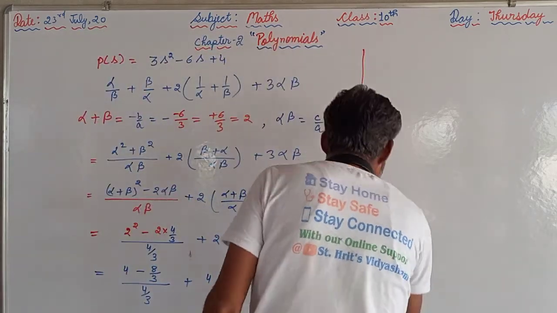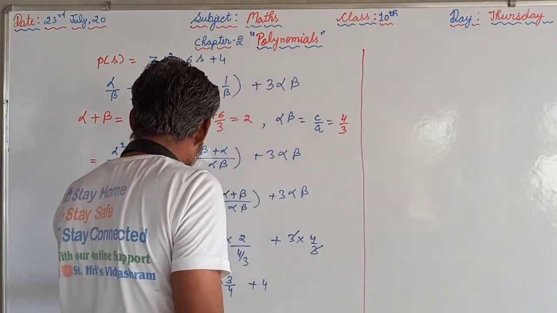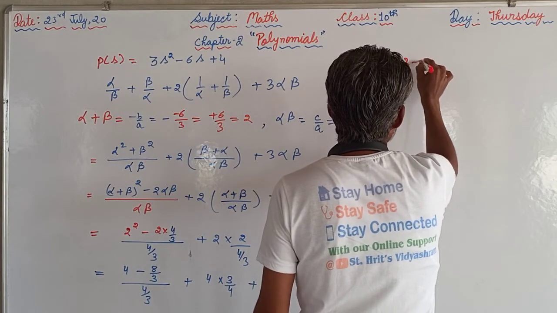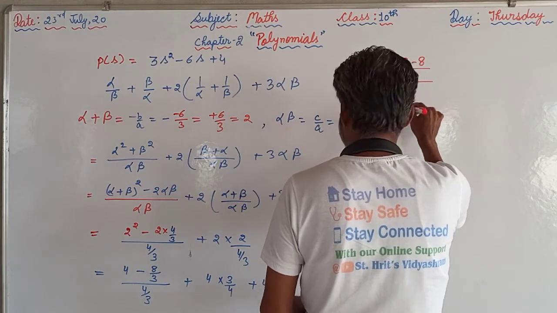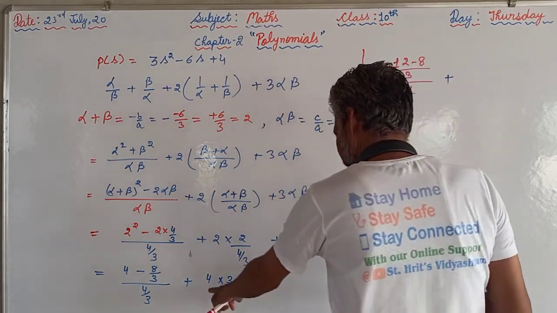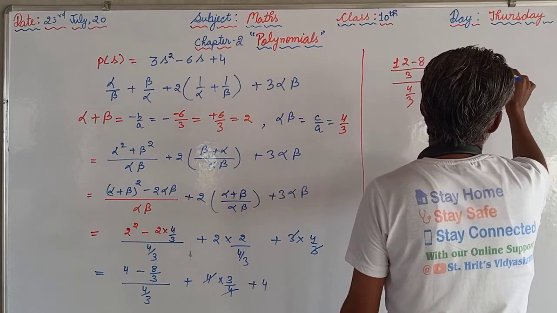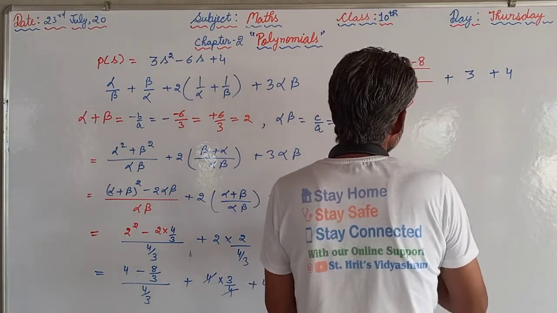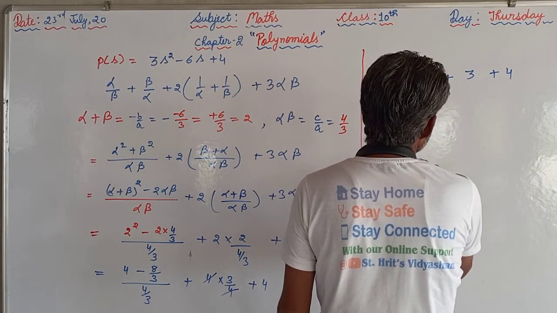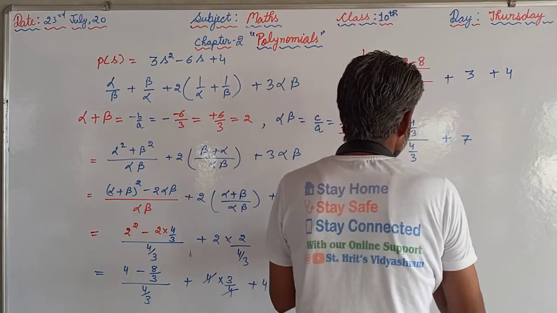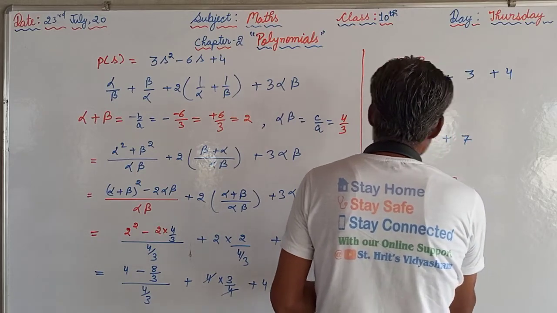Now the space is less there, so we will continue this side. We will solve that. 4 times 3 is 12, minus 8 upon 3, upon 4 upon 3, plus 4 cancels out 4, here it is 3 and here only 4 remains. Again we solve 12 minus 8, that is 4 upon 3, whole upon 4 upon 3, plus 7. Here it will be cancelled out and we remain with 1 plus 7, that is 8. So 8 is the answer.